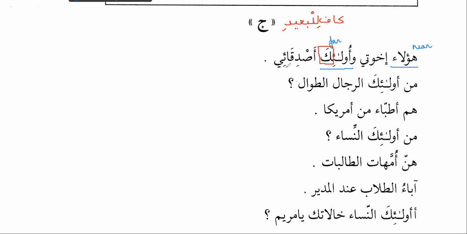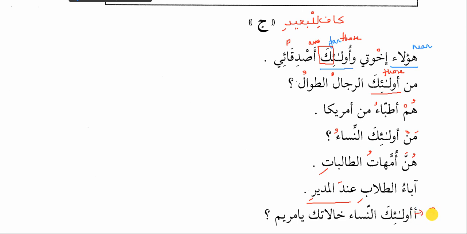Asdiqai means my friends. This is plural for sadiq. Ikhwati means my brothers. These are my brothers and those are my friends. Man ulaika ar-rijalu at-tiwalu? Ulaika, those. So this is for far things. Hum atba'u min amrika. Man ulaika an-nisa'u, women. Hunna ummahatu talibati, the mothers of the students. Aba'u tullabi, the fathers of the students. Indal mudiri means he is with the principal.